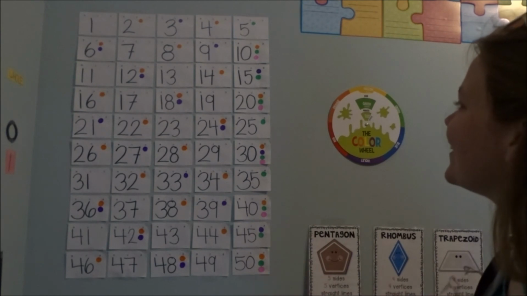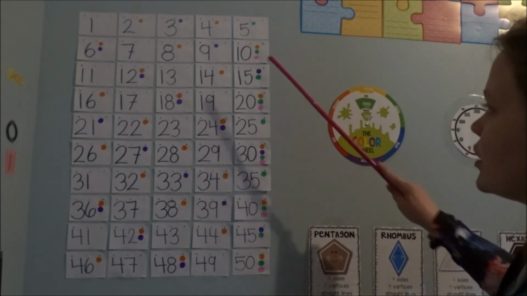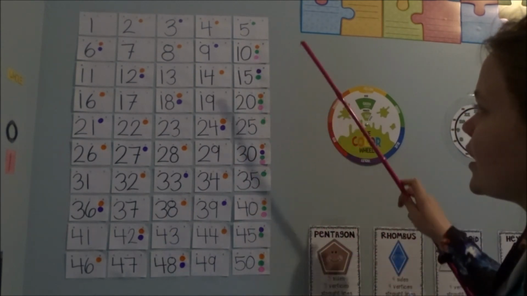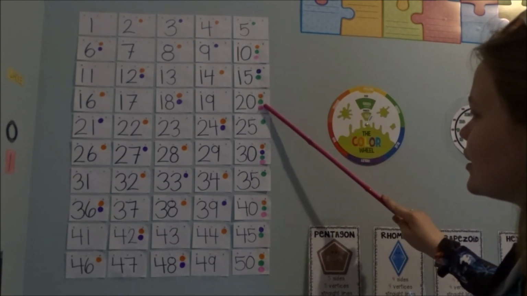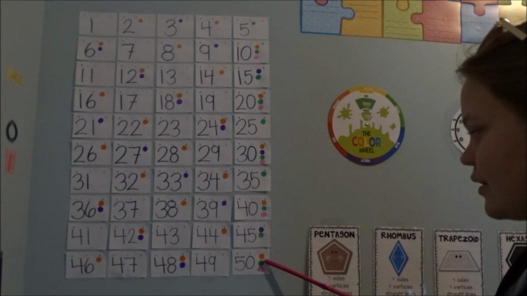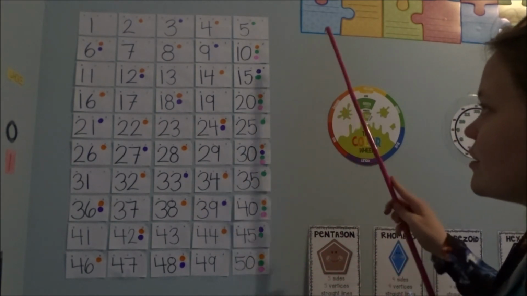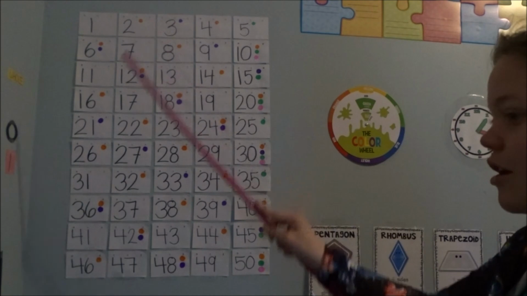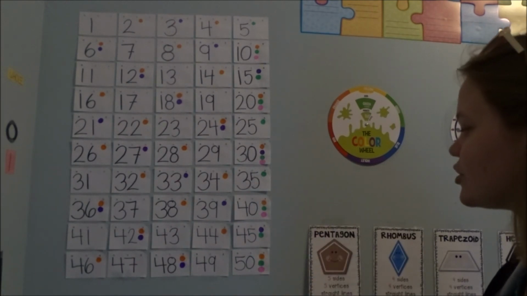Okay, so now let's count by our 10s. So we're looking for those pink ones. 10, 20, 30, 40, 50. So that is skip counting on our 50s chart.